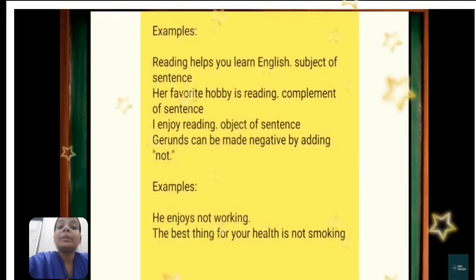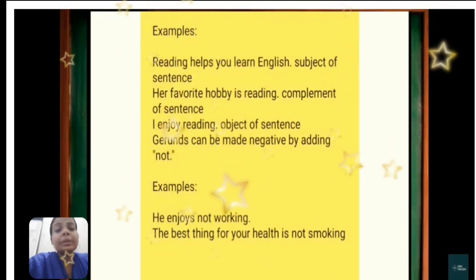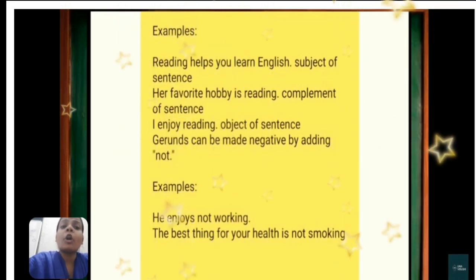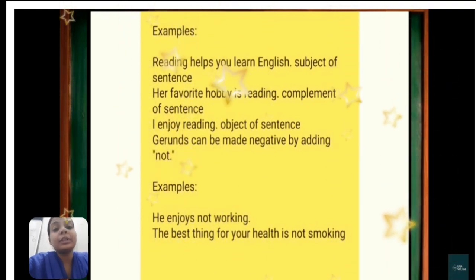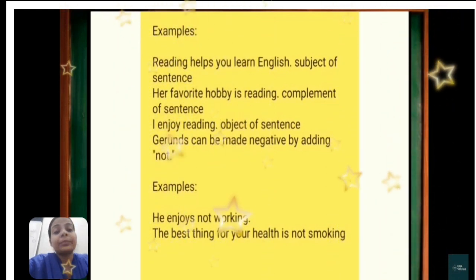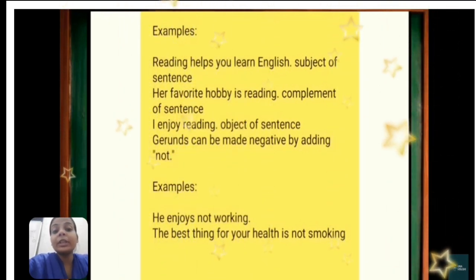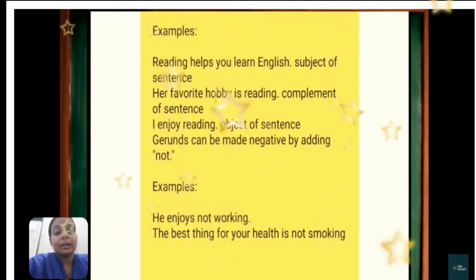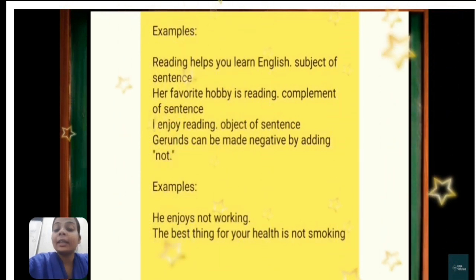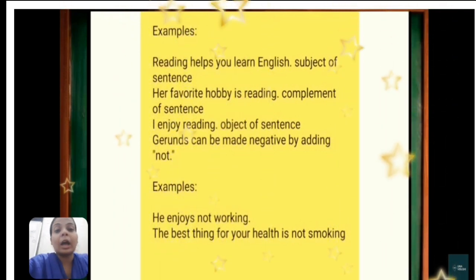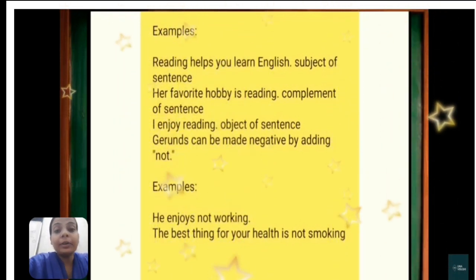A gerund can be made negative by adding not. For example, he enjoys not working. So here you can simply add not before a gerund to make it negative. The best thing for your health is not smoking. So smoking is a gerund. It's a subject in this sentence, and here it's acting as a noun. Okay, so this is how we form gerund of a verb.